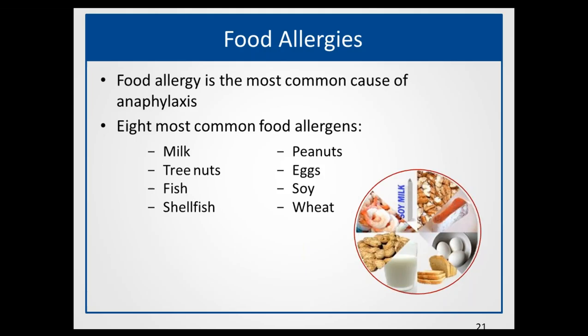But not all food allergic reactions result in anaphylaxis. But food allergies are the leading cause of anaphylaxis outside of the hospital setting. This makes it important to be aware of the 8 most common food allergens, which are milk, tree nuts, peanuts, fish, shellfish, soy, and eggs. Keep this in mind when dealing with meals, snacks, and food brought in from outside the school. Oh, and I forgot to mention wheat in that group as well.